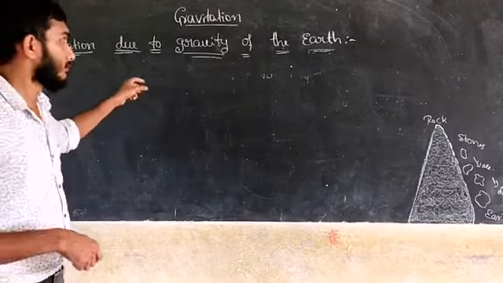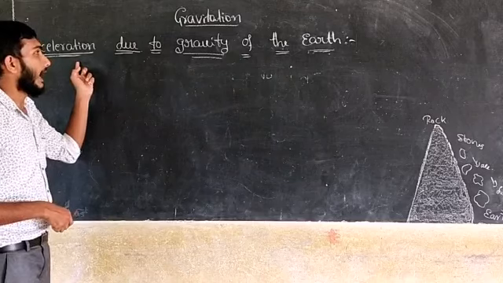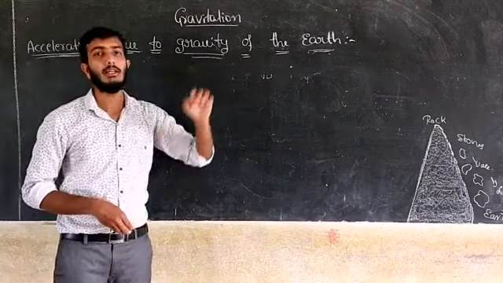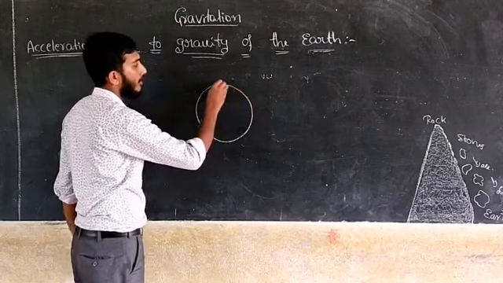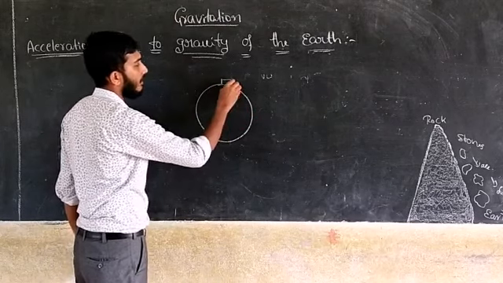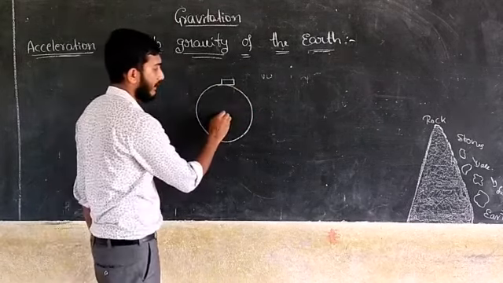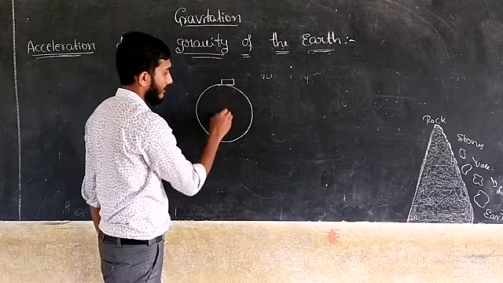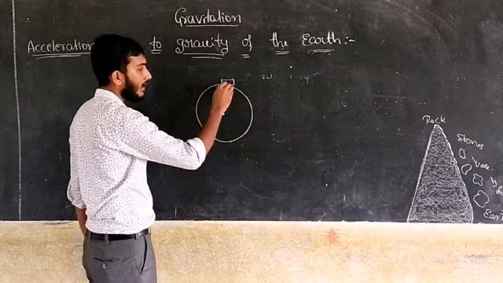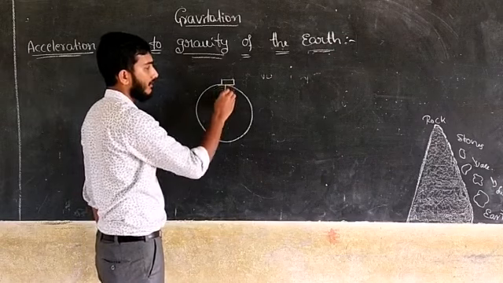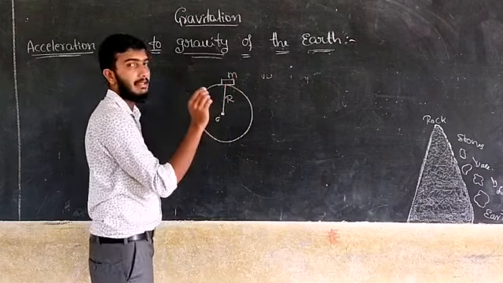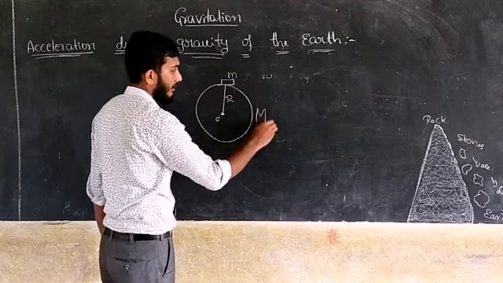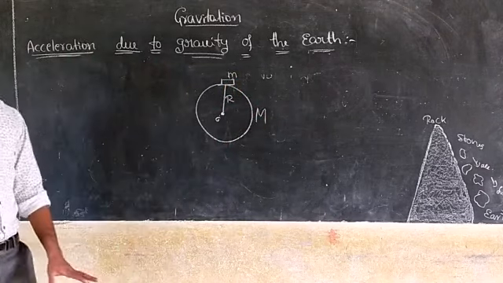Now we are going to discuss the concept of acceleration due to gravity of the earth. I will draw the earth. So it is an earth surface. The object or body is placed on the surface of the earth. This is the center of the earth, and the radius from center to surface of the earth is r. The mass of the object or body is m, and the mass of the earth is capital M.